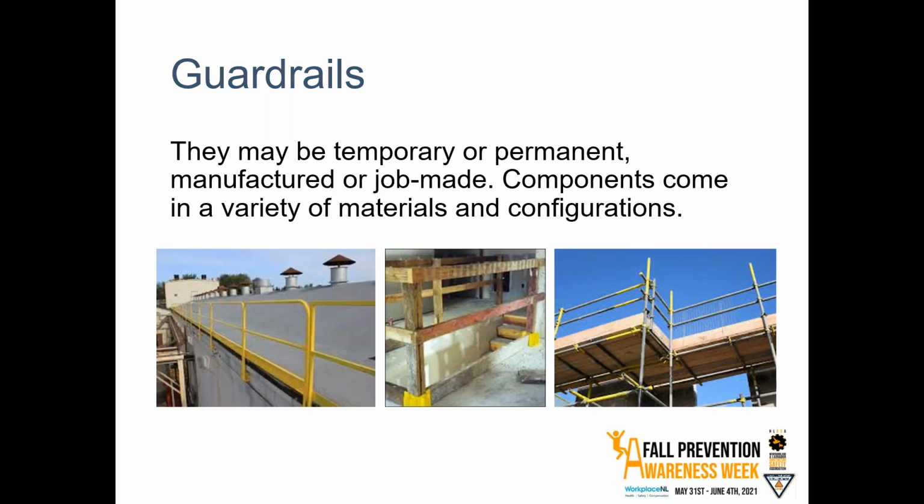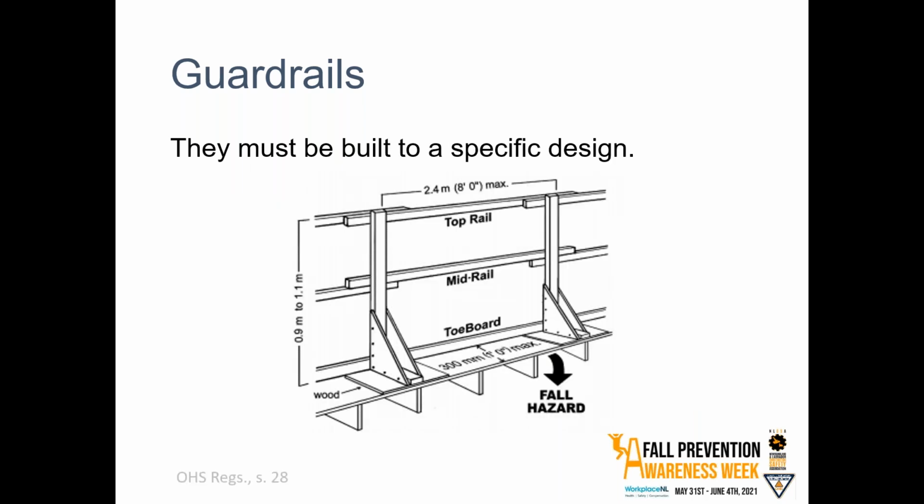So as I mentioned, they can be temporary or permanent. The temporary ones are usually ones people purchase, or they can also be job made. So people might build them out of wood or scaffold components or who knows. But they do need to be built to a certain spec. So if you're building your own guardrail, it's important that the top rail is between 0.9 and 1.1 meters from the ground.